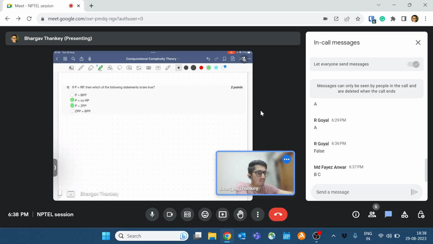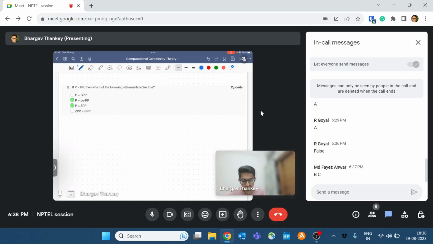So P equals ZPP, we can say, because P is entirely contained in ZPP, which is entirely contained in RP. So we are talking about C first. Yeah, that is true. I'm saying that P is contained in ZPP, which is contained in RP.